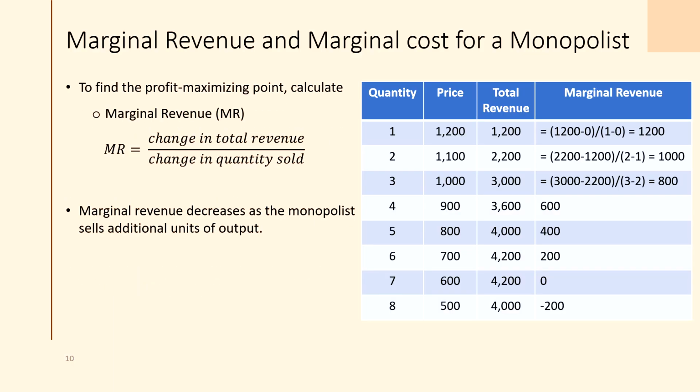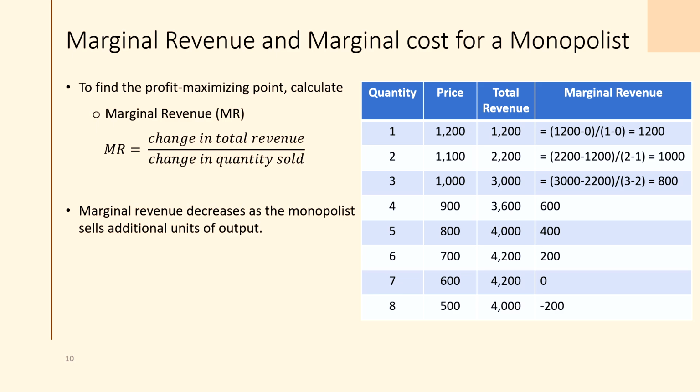Now let's calculate marginal revenue. Marginal revenue is the change in total revenue divided by the change in quantity. From quantity 0 to 1, marginal revenue equals (1,200 minus 0) divided by (1 minus 0), which equals 1,200. From quantity 1 to 2, marginal revenue equals (2,200 minus 1,200) divided by 1, which equals 1,000. Then it falls to 800, 600, 400, and so on.